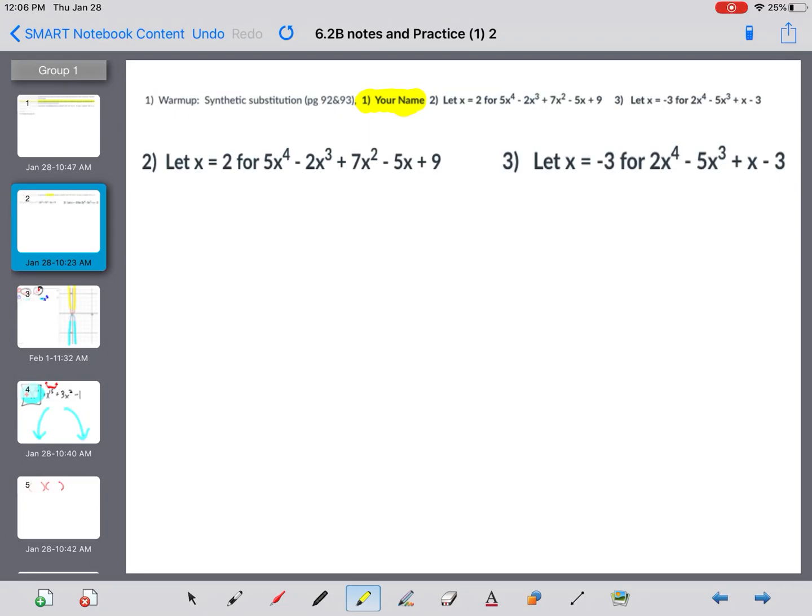For number 1, please write your name. For number 2, this is the problem, and you don't need to write down the problem, but you do need to write down all of your work. And your work is the synthetic substitution machine.